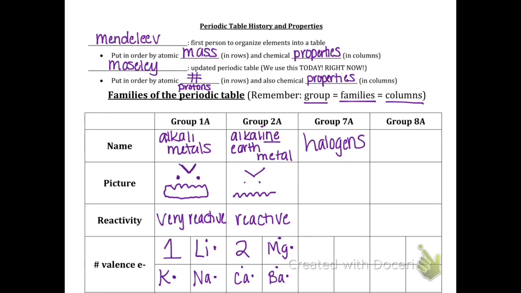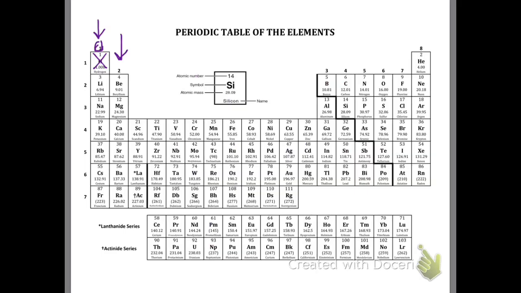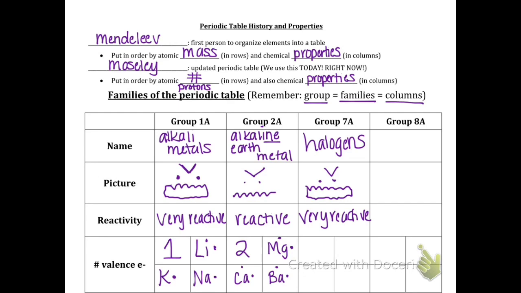Halogens are super reactive. They're just like alkali metals, but on the opposite side. So we're going to draw another really angry face because he is super reactive. So if you look on the periodic table, your halogens are over here, starting with fluorine, ending with astatine. So if we were going to draw Lewis structures, we say it has 7 valence electrons because it's in the 7th column. And then let's draw our Lewis dots.